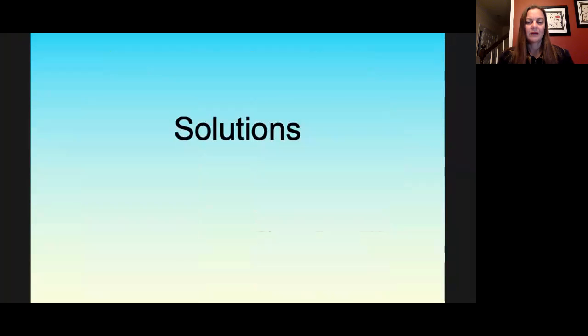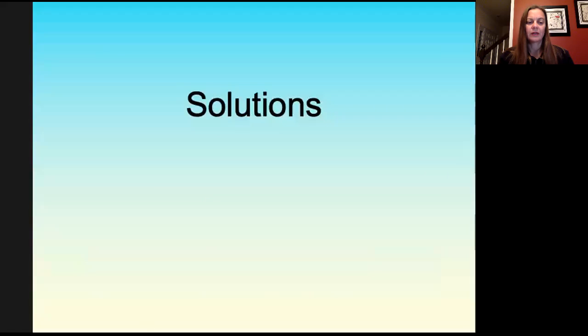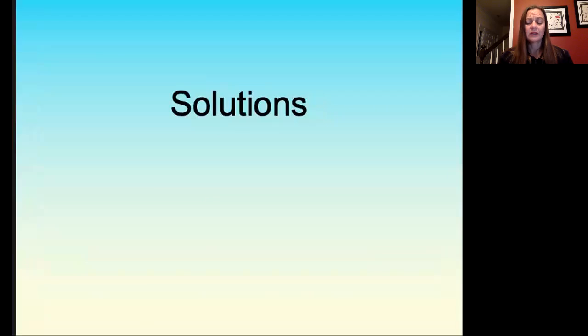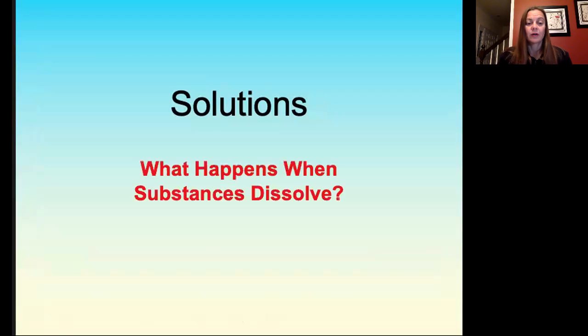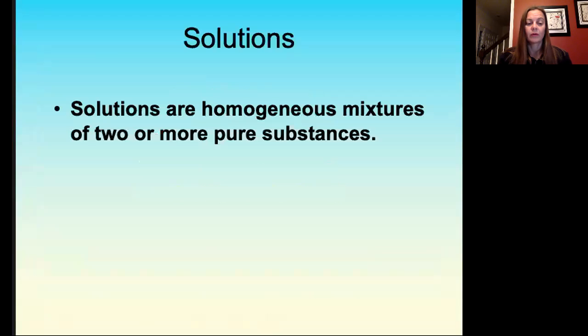Okay, so first we need to talk about what a solution is. A solution is a homogeneous mixture of two or more substances. This can be a solid and a liquid. It can be a liquid in a liquid. It can be a gas in a liquid. It can even be a solid in a solid or a gas in a gas. They're just mixtures of two or more pure substances.